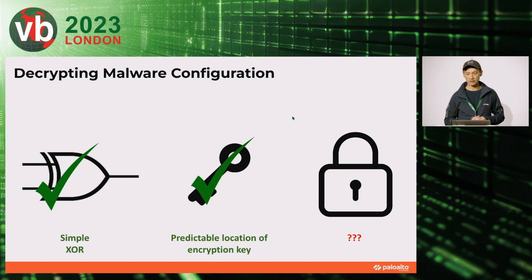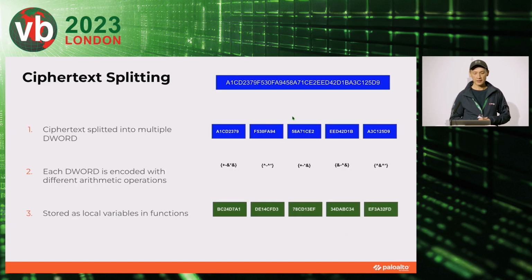But what is interesting over here is that GoLoader actually put in a lot of effort to protect the ciphertext itself. The first technique they use is what we call ciphertext splitting. Basically, ciphertext is just a string of bytes, which is the encrypted version of the plaintext, which is the C2 URL. So what it does is that it splits up this bunch of bytes into multiple dwords, each dword 4 bytes long. After that, given these dwords, they will run them through a series of arithmetic operations, like for example, XOR, add, or sub.